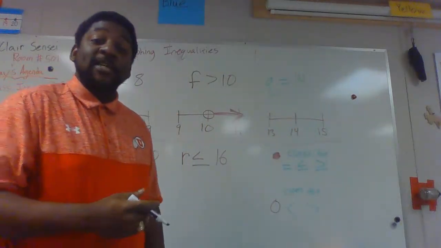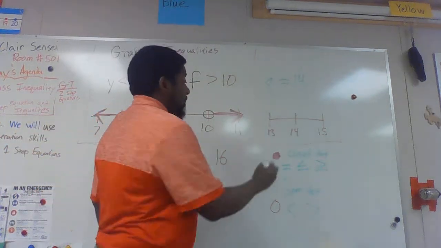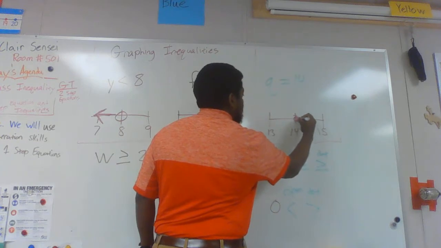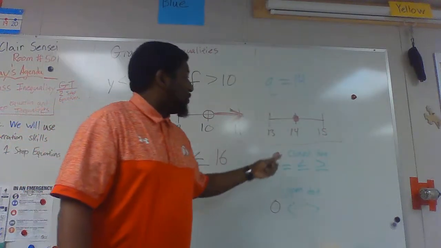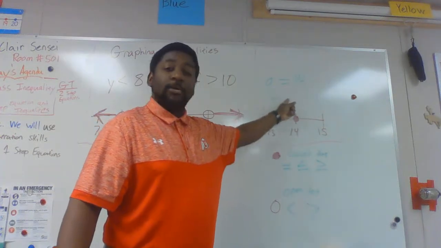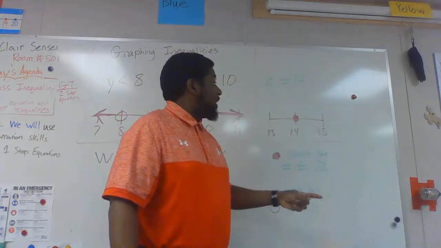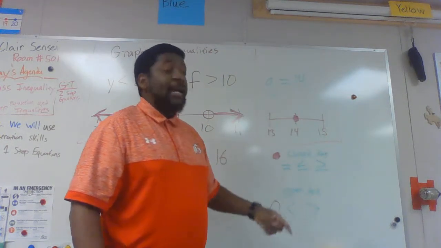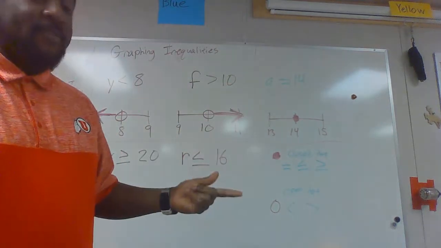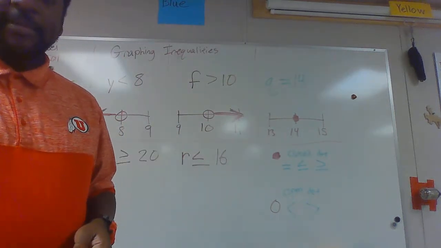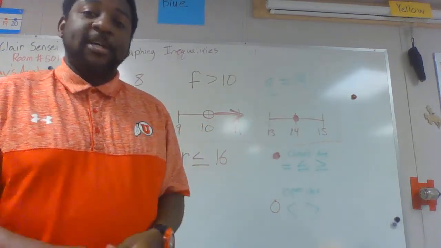Since Q equals exactly 14, first of all, I know I need a closed dot because it can equal 14. But then you have to ask, is it going to be more or less than 16 if it's equal? No. So Q equals 14. You put your closed dot at 14, but you have no arrow because it is exactly 14, not greater than 14, not less than 14. So since it has the equal sign, closed dot at 14, and you're done.